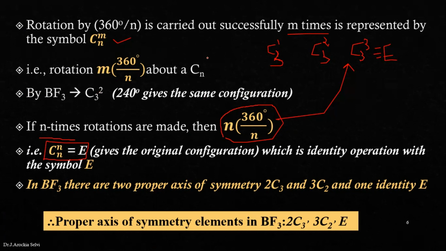Here the CNM, the rotation through 180-degree, rotation through 240-degree, like that, it is giving a similar configuration, but not the exact configuration. But CNN is giving the original configuration. So when we sum up, in the BF3 molecule there are proper axes of symmetry, actually 2 C3s and 3 C2s and one more identity element. We shall be discussing a few more examples in the coming presentation.